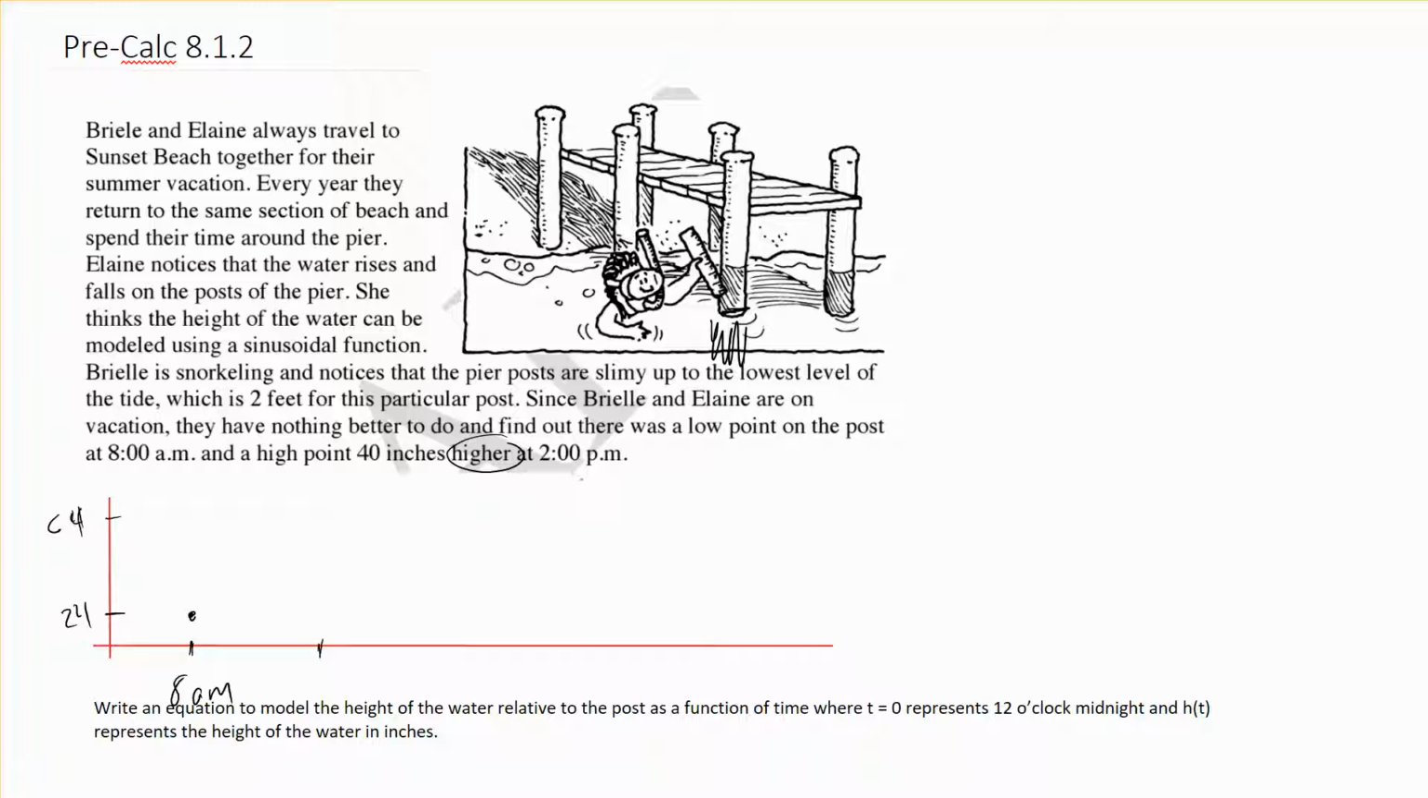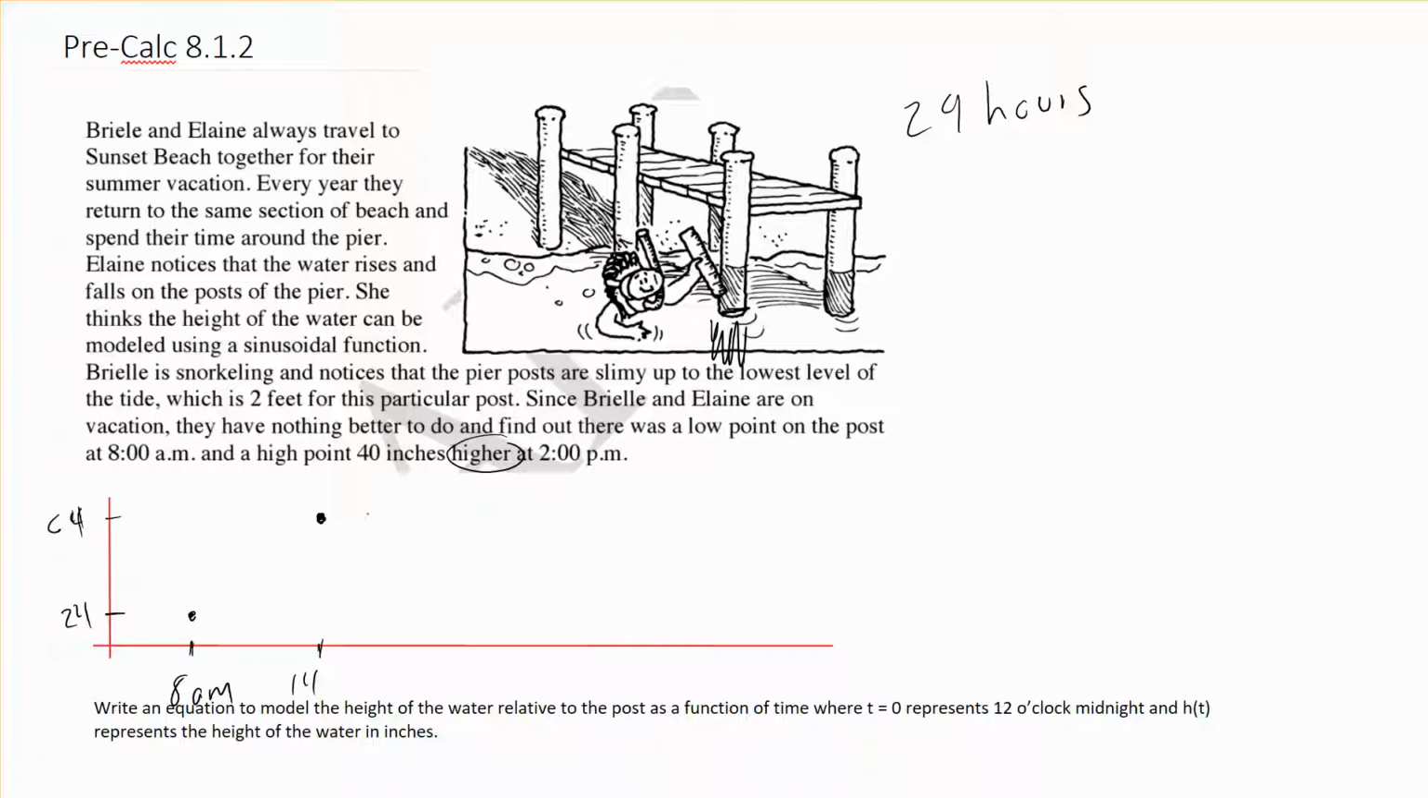And then at 2 p.m. So as I'm reading this question, I'm not just writing 2 p.m. I might start counting in 24 hours. And instead of calling that 2 p.m., I might call that time like 1400 hours. And that is a high at 64. And I think that's going to help me probably find some of my information.